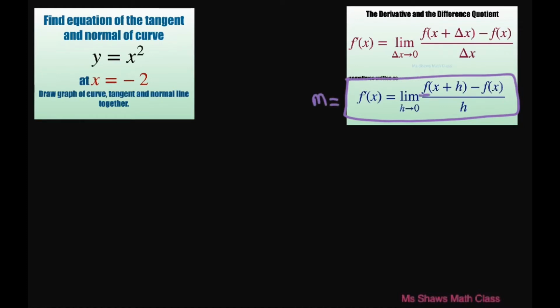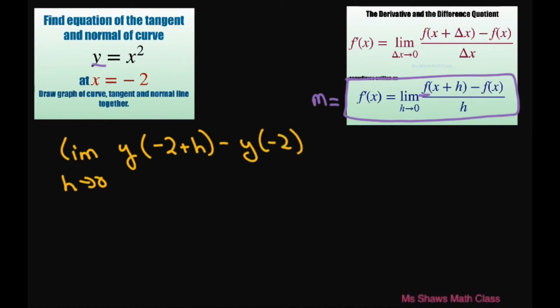And we have f here, but in this case we have y. So I'm going to write this as the limit as h approaches 0. Instead of f, let's just use y. And our x is negative 2, so it's y of negative 2 plus h minus y of negative 2, divided by h. All right, now let's substitute.